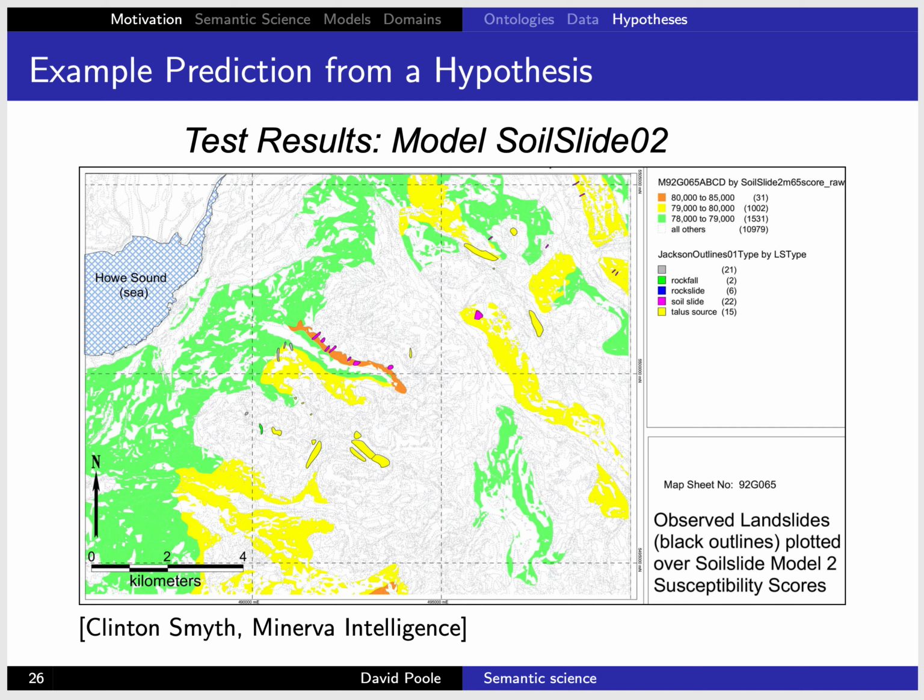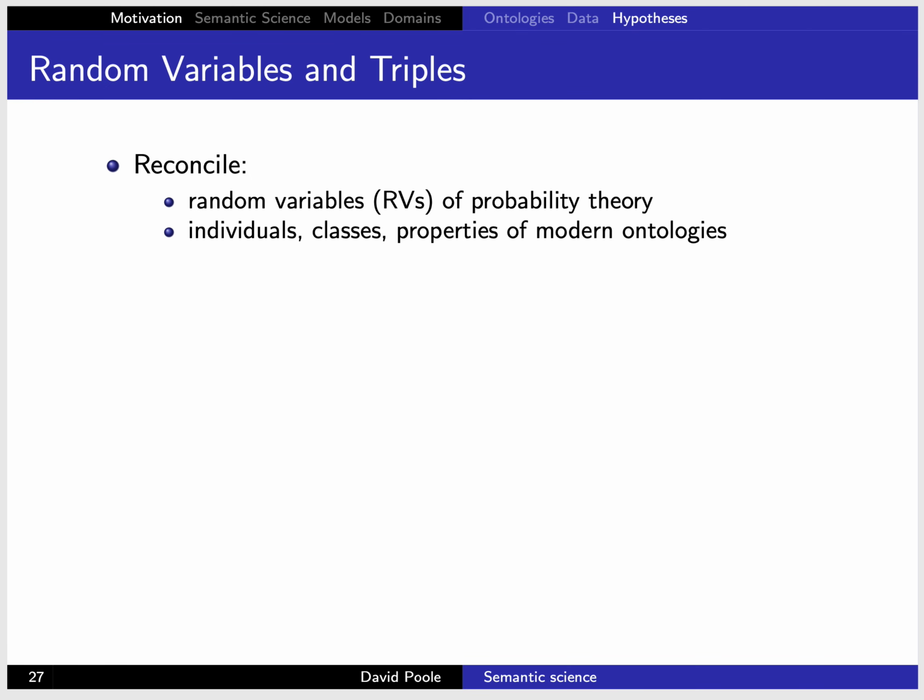All right, so now let's talk about how to do probabilistic ones. So now we have random variables and we have triples. So let's try and talk about that. We have the random variables of probability theory and the individuals, classes, and properties of modern ontology. Okay, so now what we need is a definition.